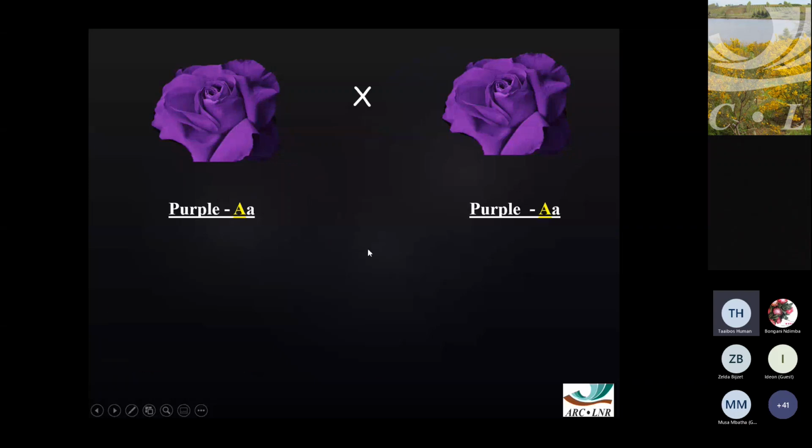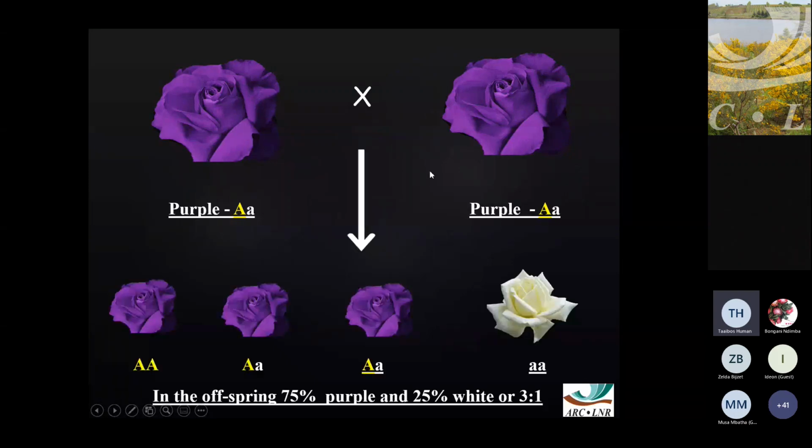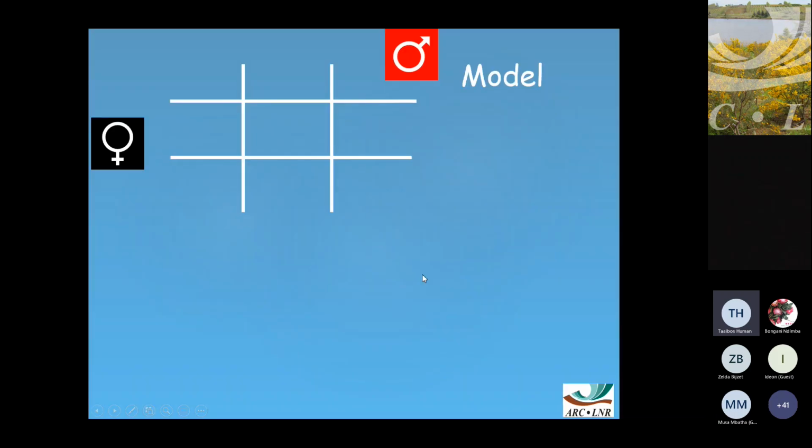The same thing if you cross these purple ones, which are heterozygotes for the genes. Although it has a white gene, you can't see it in the purple phenotype, and then you get the segregation of 75% purple and 25% white. And the model that you again use is the genes from the father, the genes from the mother, and the combination that takes place during fertilization.